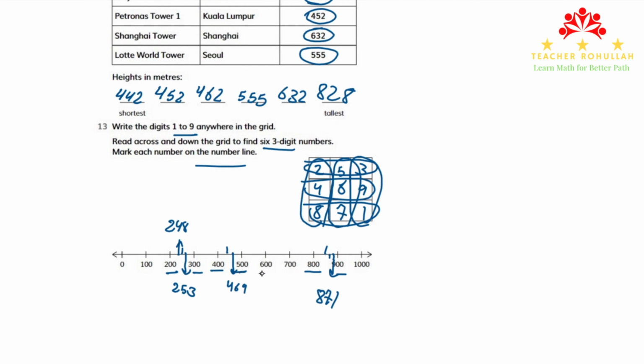The second number down is 567. 567 is between 500 and 600. So 550 is halfway between them, and 567 can be over here. 567. And the last number down here is 391. 391 is between 300 and 400. The number halfway between them is 350, and 391 can be somewhere here. 391. We are done with all questions, which are question 1 to question 13.